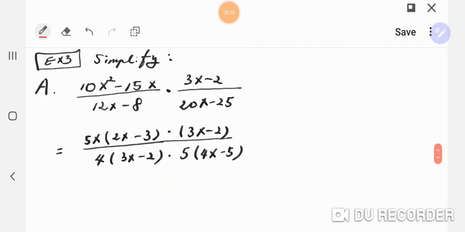We factor each part and then put the numerators together and denominators together. Now it's time to cancel out. All right, 5 is a common factor, so cross it out. And 3x minus 2 is a common factor, so cross it out. And there is nothing left over. So the answer will be, the numerator will be x times 2x minus 3. And the denominator is 4 times 4x minus 5. So this is the answer in simplest form.